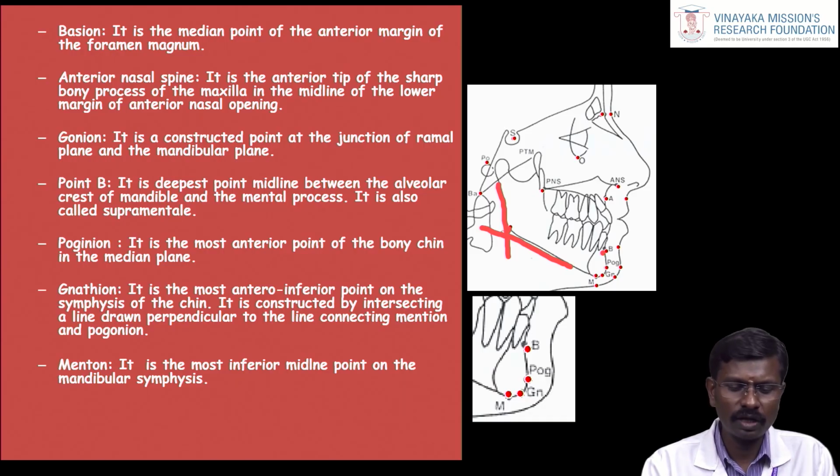Pogonion is the most anterior point of the bony chin in the median plane. Gnathion is the most anterior and inferior point on the symphysis of the chin. It is constructed by the intersection of the line drawn perpendicular to the line connecting the menton and the pogonion. So you have to draw one line here and one line here, and construct like this. This is called gnathion. And the menton is the most inferior point on the mandibular symphysis, the downward point. So in the mandible, you will get point B, pogonion, gnathion and menton. Those 4 points you will get.